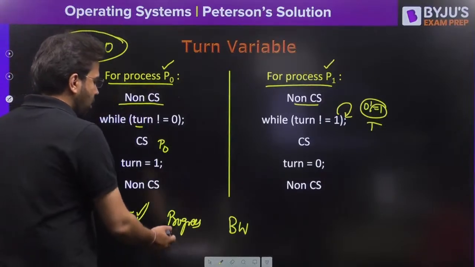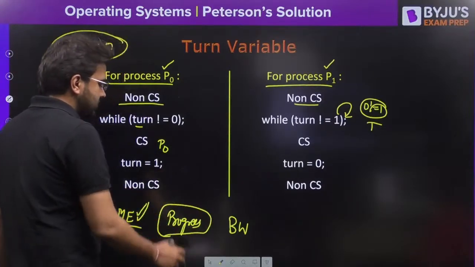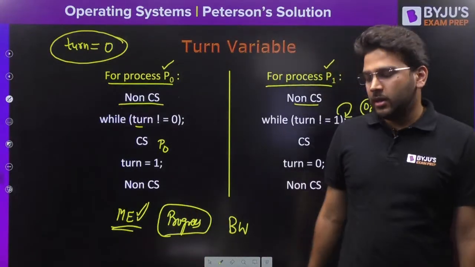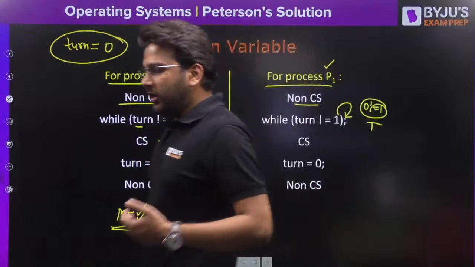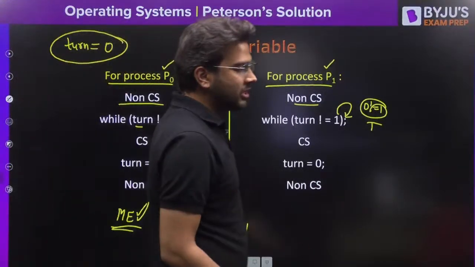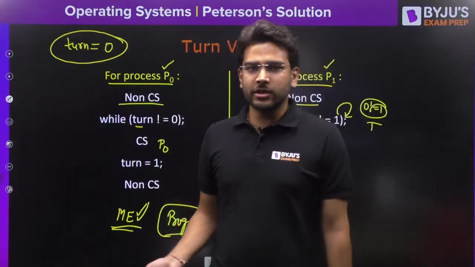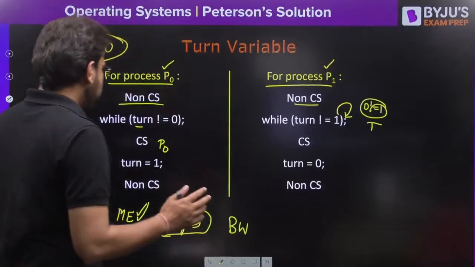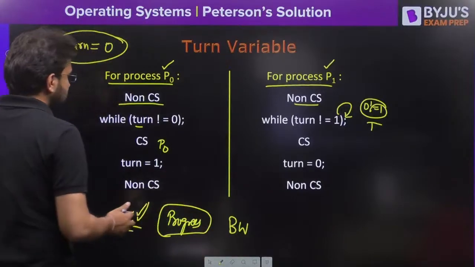Now, let's talk about progress. I explained progress earlier: the definition of progress is that if one process is not interested in accessing the critical section, it should not stop the other process from accessing the critical section, right? If that holds, then we can say progress is there. Now, let's see progress here.